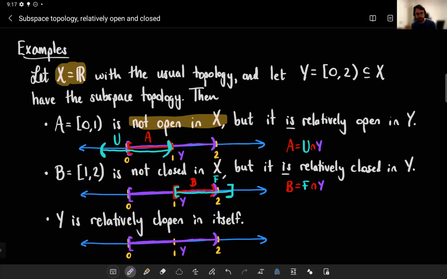Right. Imagine intersecting the teal and the purple, you get the red. And so it doesn't matter that it doesn't look like a closed set on its own. It is relatively closed in Y. Cool.